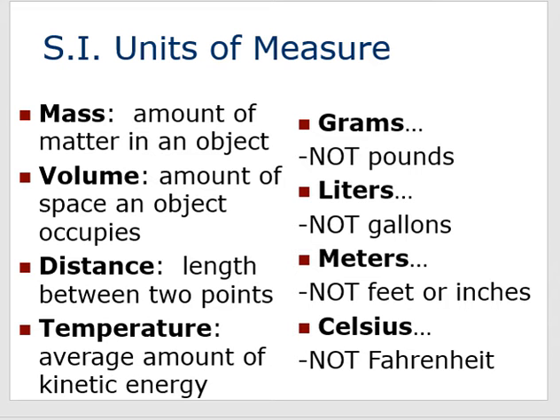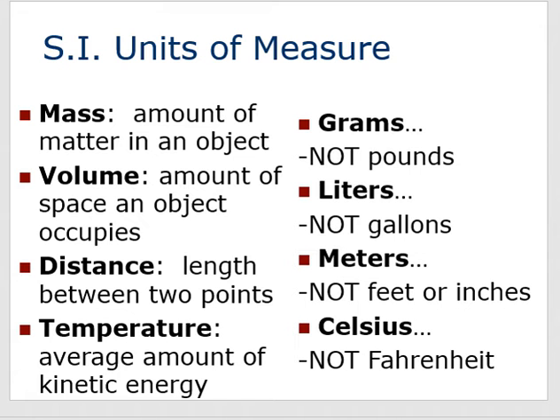Mass we measure in grams, volume we measure in liters, distance we measure in meters, and temperature we measure in Celsius or Kelvin, depending on what it is you're measuring. Kelvin is the absolute unit, whereas Celsius is the common metric unit.